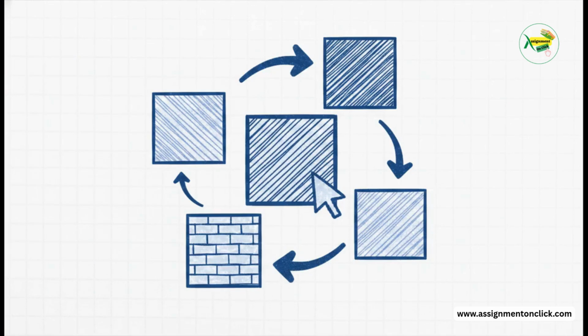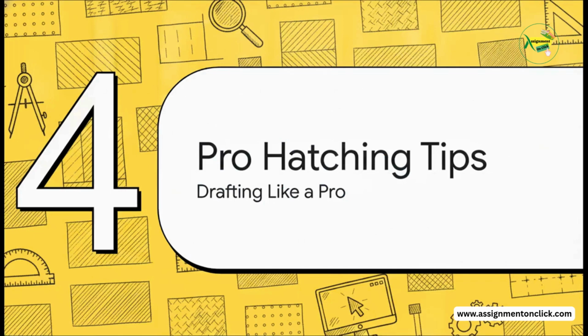And don't worry if you didn't get it perfect on the very first click. If you ever need to change a pattern, tweak the scale, or rotate the angle after the fact, simply select the hatch object and type hatch edit. Boom, it opens all those properties right back up for you without you having to start from scratch. Okay, to make you feel like a total insider, let's jump to part 4, best practices for pro hatching.